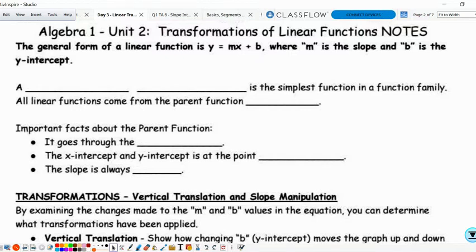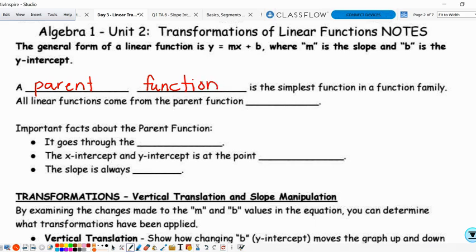In this video, we'll take a look at Unit 2, Transformations of Linear Functions. The general form of a linear function is y equals mx plus b, where m is the slope and b is the y-intercept. A parent function, which is what we're going to put in our lines here, is the simplest function in a family.